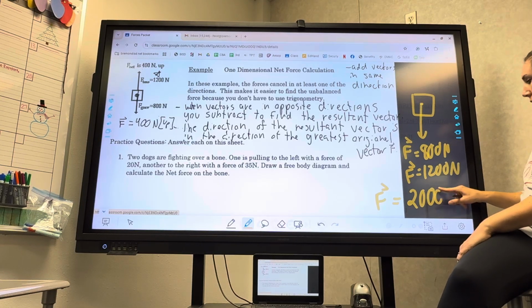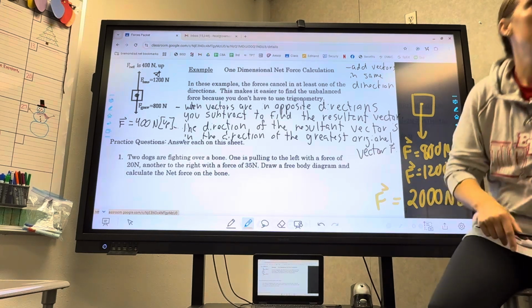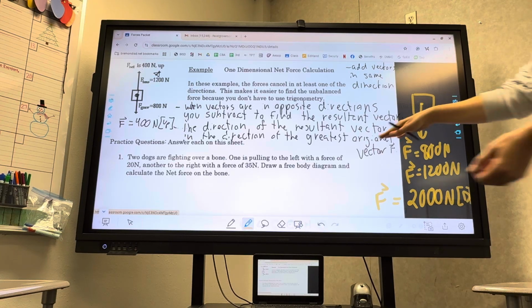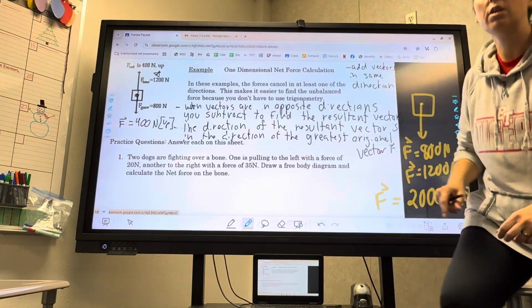2000 newtons downward. Okay? So, easy peasy. When they're opposite, you subtract, and whatever that result is, it's in the direction of the greatest original one. If they're in the same direction, you add them. Okay, so let's do our example right here with the dog.